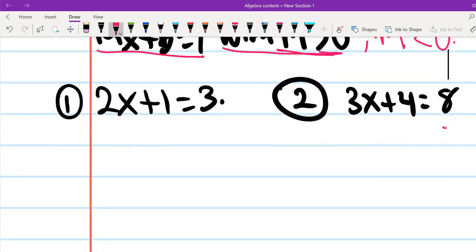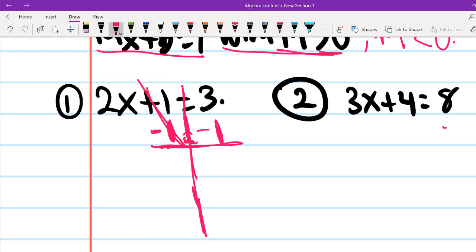So the way that you solve this one is you always want to make sure, and if it helps, you can draw a line, you always want to make sure to do the opposite of what's over here. So if it's plus 1, you subtract 1 from each side, and make sure you do both sides. Whatever you do to the left side, you do to the right. So then you're going to say 2x equals 2, and then you go ahead and divide by 2 on each side, giving you x equals 1.